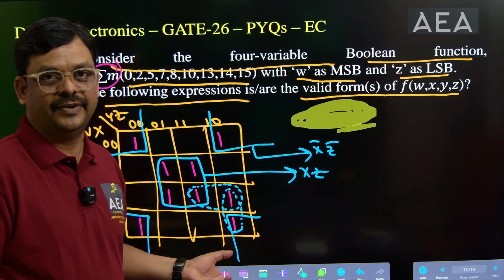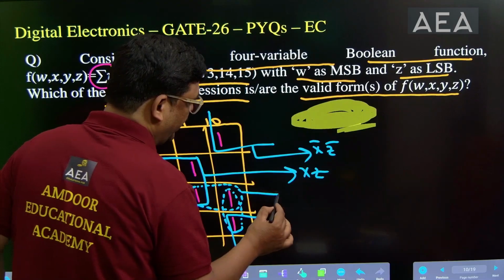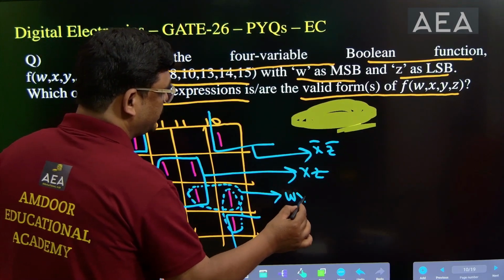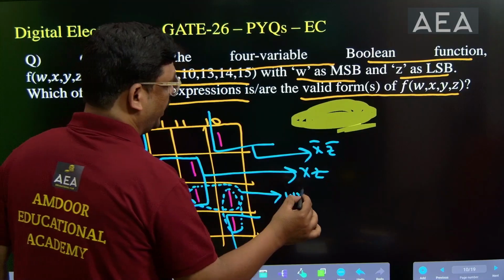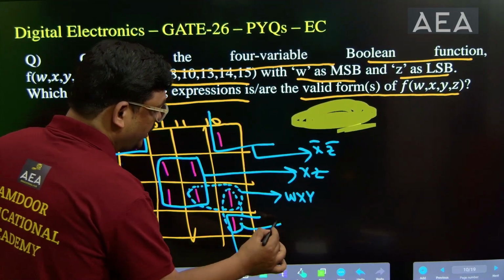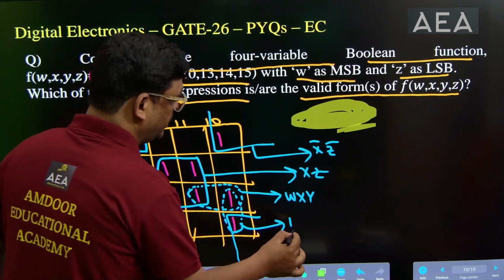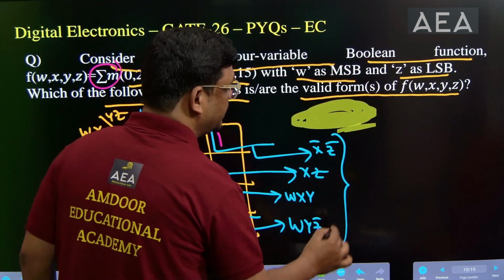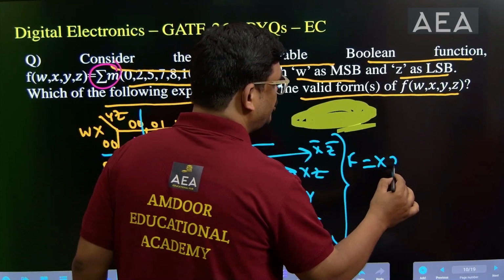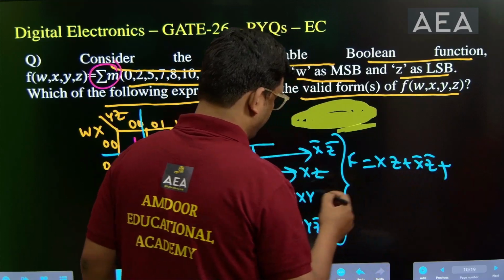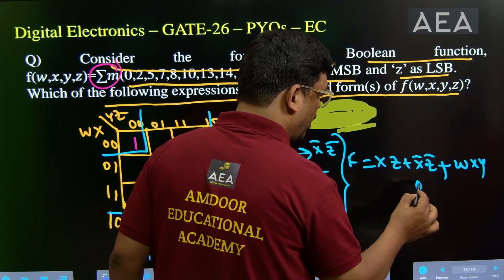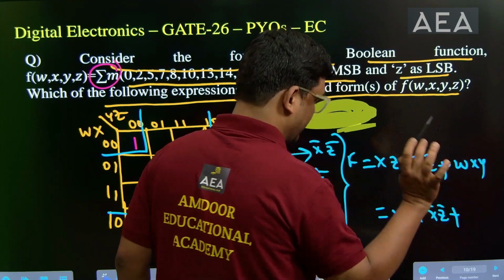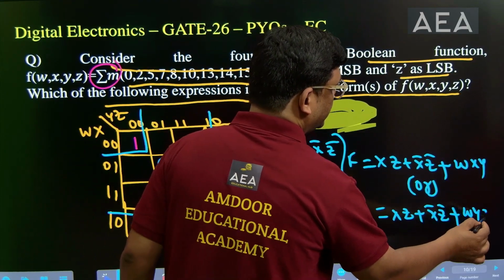And from these two we can write any one here. If you take this combination, the answer should be like this. 1 is there, so wx, and from these two columns, y. This is one possibility, and one more possibility is this pair. If you take this pair, here 1 is w, and from this I write y z bar. Finally, the simplified answer is xz plus x bar z bar plus wxy, or xz plus x bar z bar plus wy z bar.